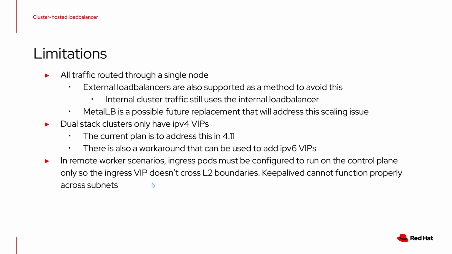As I mentioned before, in remote worker scenarios, we can't leave the ingress pods on the workers because then KeepAliveD is going to have to try to work across subnets, and that just doesn't work. So what actually happens is that you remove KeepAliveD from all of your workers and you switch your ingress to run on the masters, and then since the masters all have to be on the same subnet, and that's again a broader OpenShift design constraint, we don't have to worry about the cross L2 traffic with KeepAliveD, and your ingress works as you expect.